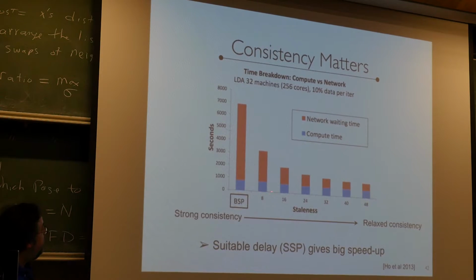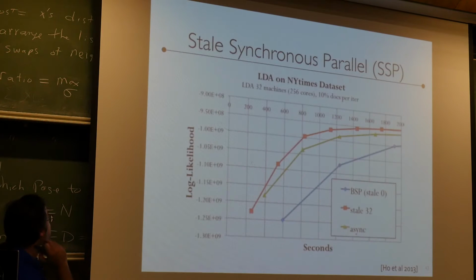As you increase the staleness, the compute time doesn't get any better, but the wait time drops. And somewhere around a staleness of 24 or 32, you're getting to the point where the wait time is no longer dominating your compute time. Ideally, you'd like to get it down to 0, but if the wait time is half your compute time, you've gotten most of the way towards efficient. So a suitable delay can give you a big speed up. Of course, it comes with a cost: you're not converging as fast.